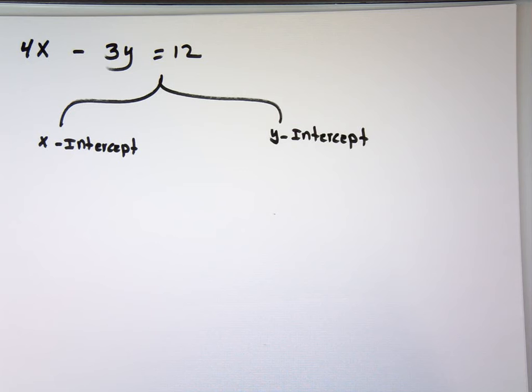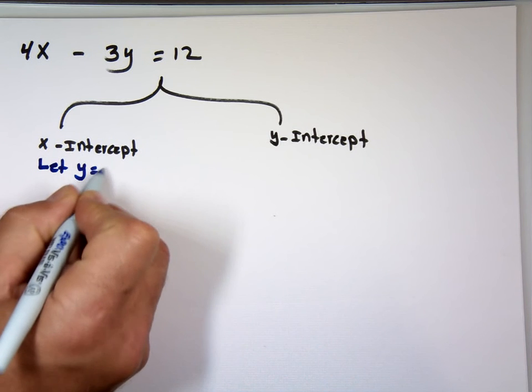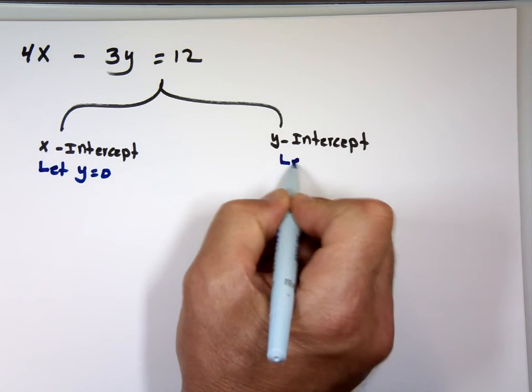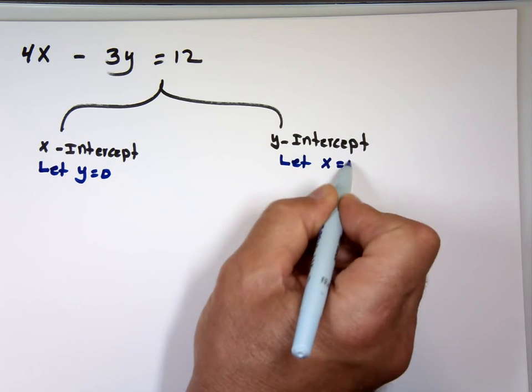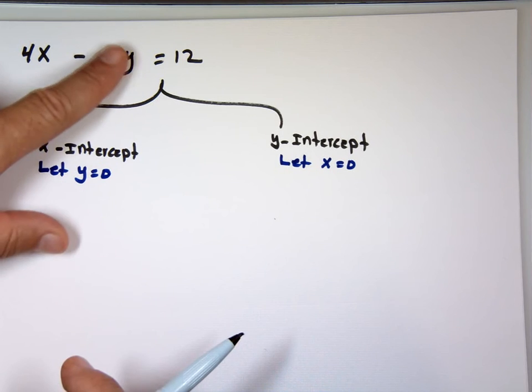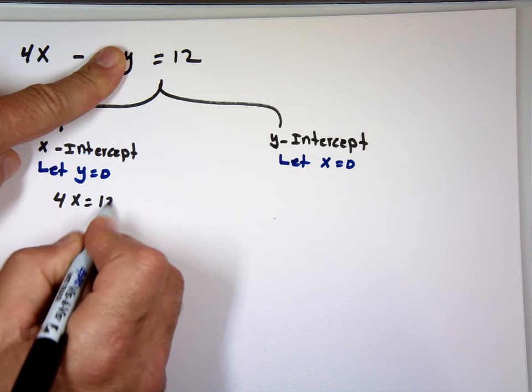How do you find the x-intercept? You let y be 0. How do you find the y-intercept? You let x be 0. So if you're looking for y, you let x be 0. If you're looking for x, you let y be 0. So let's let y be 0. This piece is gone. 4x equals 12, x equals what?